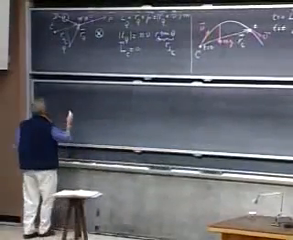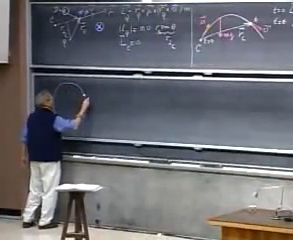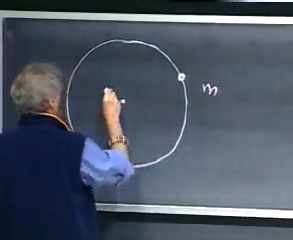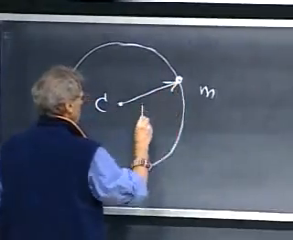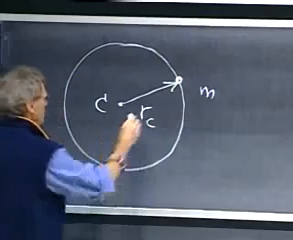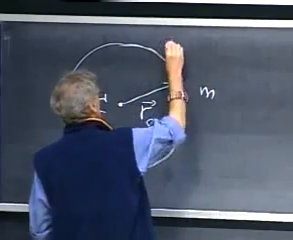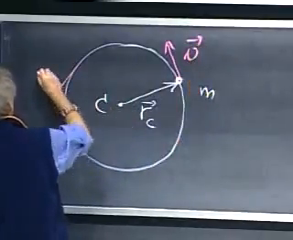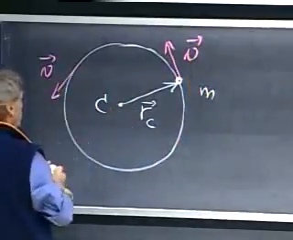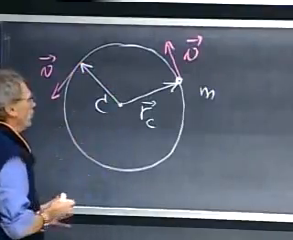I choose the Earth going around the Sun. Here's the Earth with mass m. At point C here is the Sun. This is the position vector r of C. And the Earth has a certain tangential velocity. And the speed never changes, but the velocity does change. So this is the position vector at a later point in time.